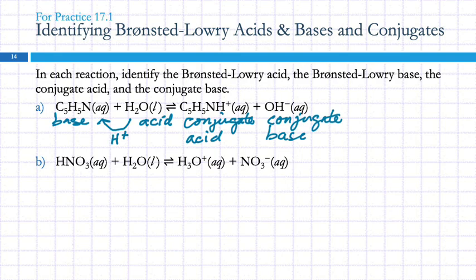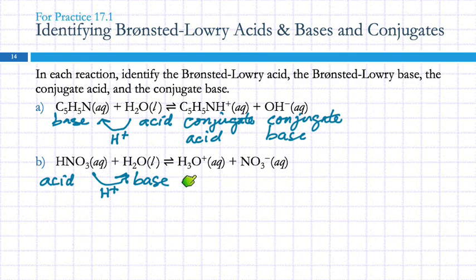Okay, let's look at this one. HNO3 plus H2O, making H3O+ plus NO3-. Who donated the hydrogen ion? The HNO3. So the hydrogen ion went from the HNO3 to the water molecule. So that makes HNO3 the acid, and water here is the base. Oh wait, up there it was an acid. Yes, it's very versatile. Can do both.